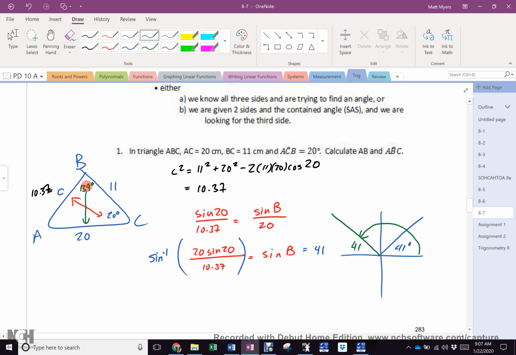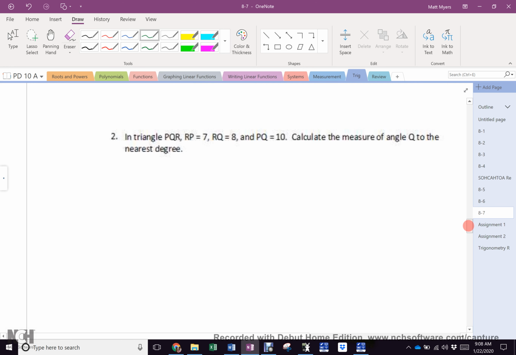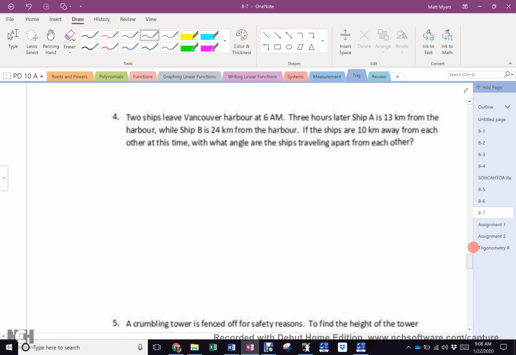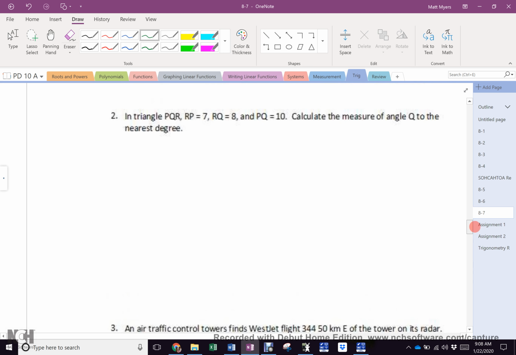And of course you could check, because this has to be 21, right? And isn't 10.37 very close to 11? So isn't this very close to an isosceles triangle? So shouldn't the bottom angles be almost the same? Are they almost the same? So we know we did it right now. Everybody cool? So let's try that again.